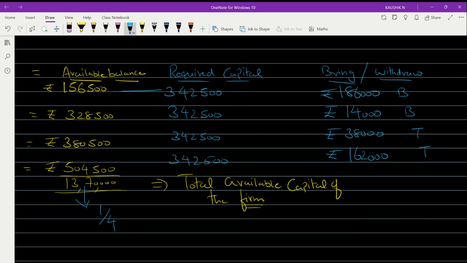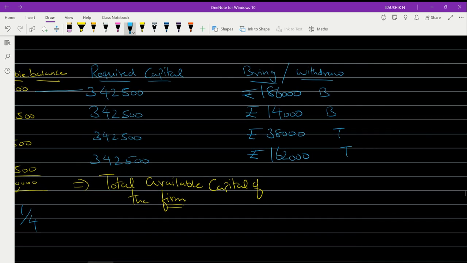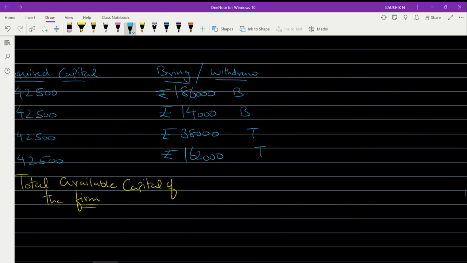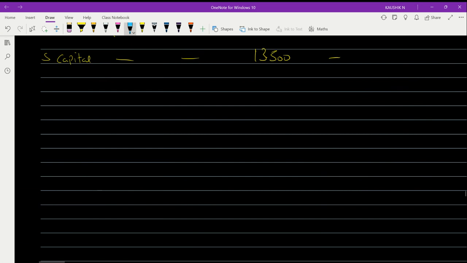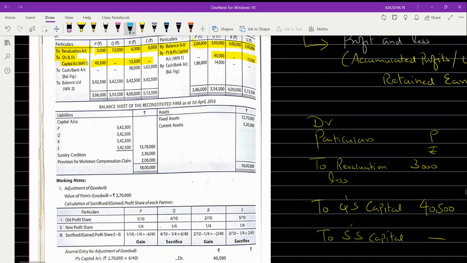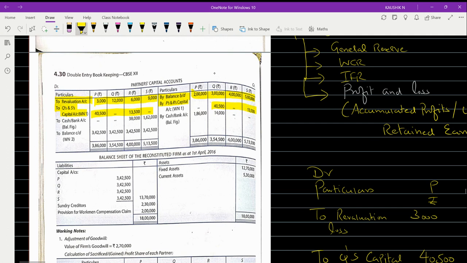62,000. So now the question says we are going to route it through the cash only in the beginning itself. So in that case, whoever has to bring the value, the entry will be cash or bank account is debited to that particular partner's capital account. So you could see in the capital account of P and Q these values on the credit side. Can you see by cash, 1 lakh 86,000 in P and 14,000.